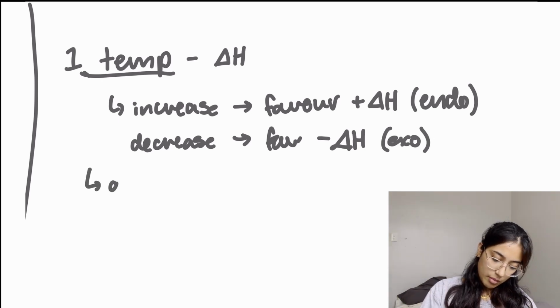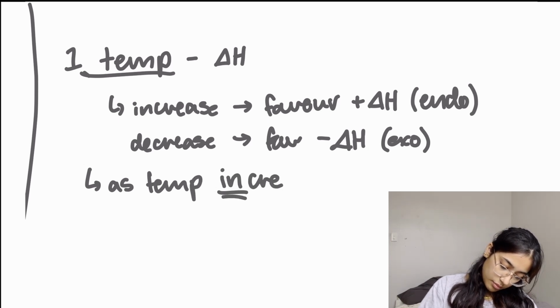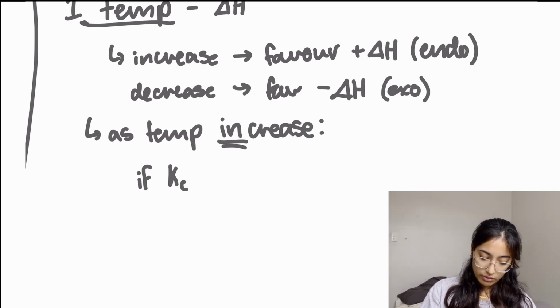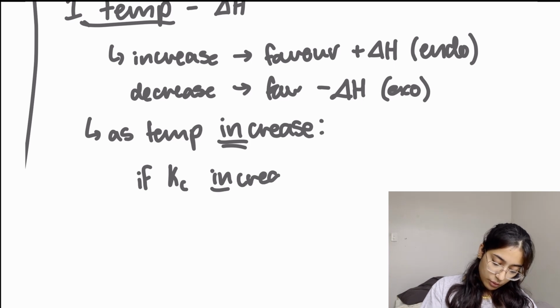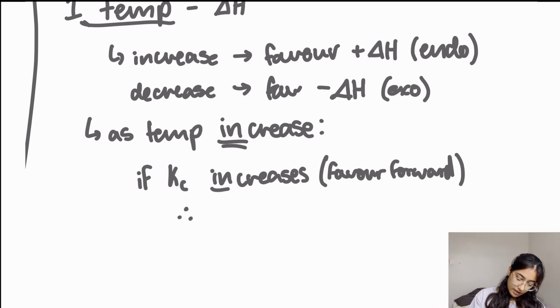The way that I like to remember this is as temperature increases, okay, and keep an eye on this, if Kc also increases, and I know you maybe don't know what Kc is yet, but I will talk about it in the next video, but just remember this as a rule. If Kc also increases, then that means it's favoring the forward. That's all that means, okay, so favoring forward, then that means that the forward is endothermic. And this is just how I quickly remember it because these all have the En or the In.